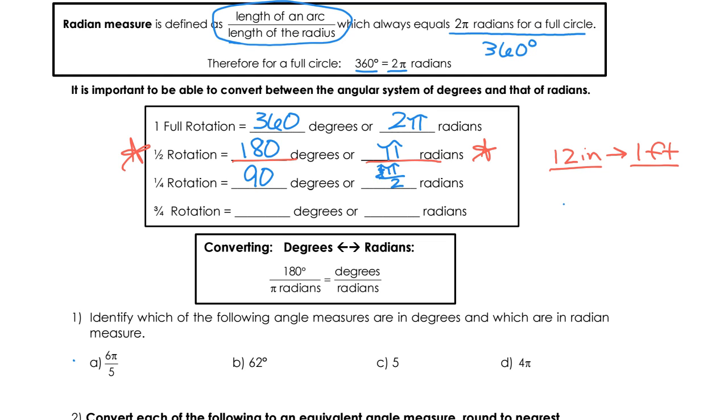3/4 of a rotation, we know that if we go 3/4 of the way around a circle, it's 270 degrees. And so that would be 3 pi over 2. All right, so when we convert, we're going to use this little bit of knowledge, that 180 degrees is the same as pi radians, and we're going to set up a proportion with either the number of degrees they give us or the number of radians they give us, and we'll put an x in the other spot, and then we can cross multiply and solve for what we don't have.